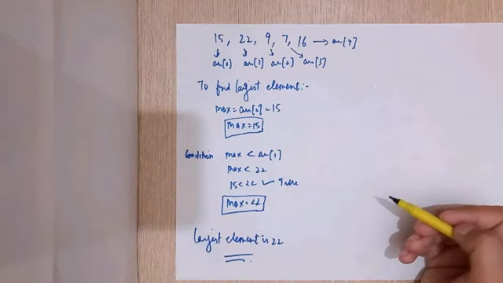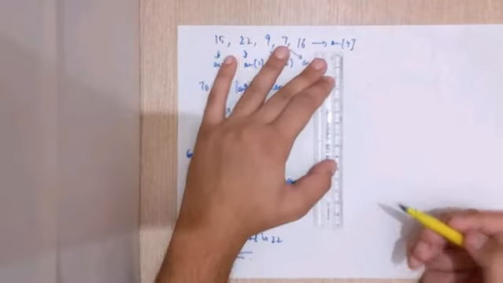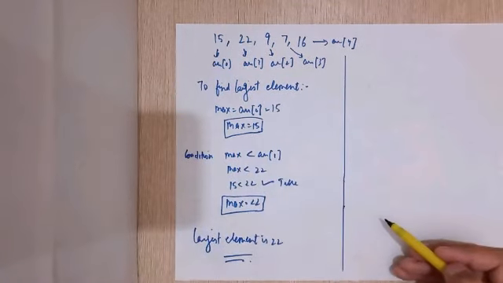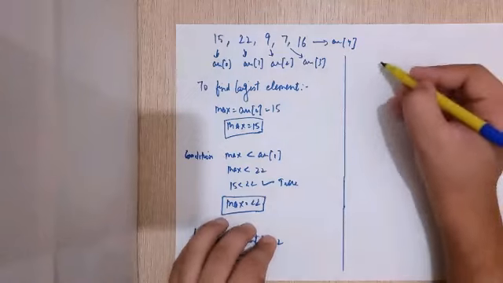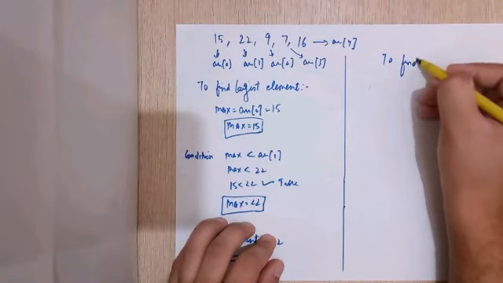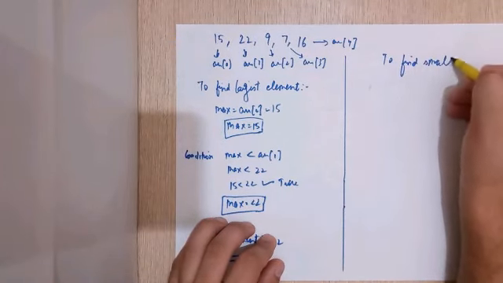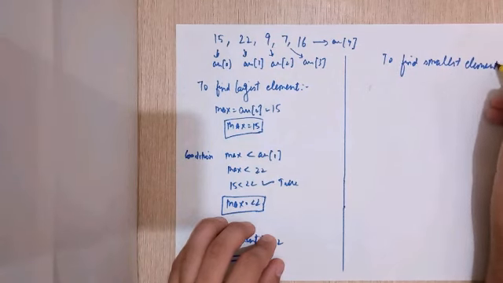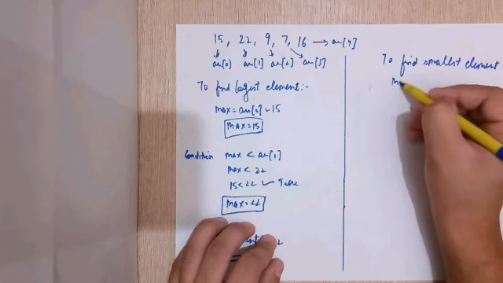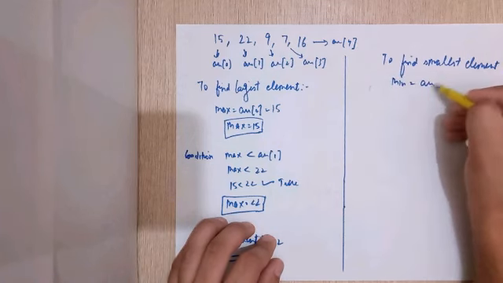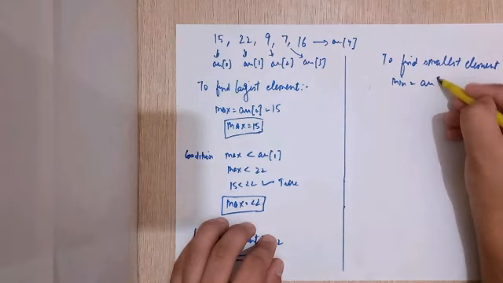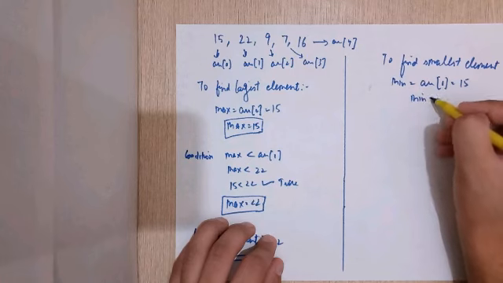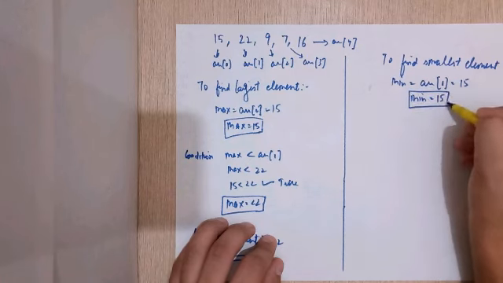And now here we will go for min. Min means smallest element. To find the smallest element, here we have first declared the value of min equal to the first element of the array, which is equal to 15, so the value of min is equal to 15.